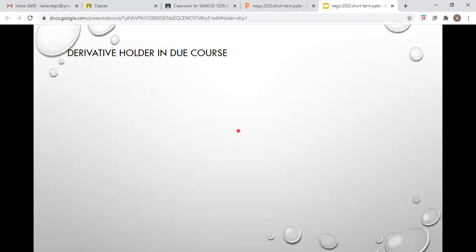Going on further, ito na yung panghuli, derivative holder in due course. Well, you cannot find the term derivative holder in due course. Wala yan. I just coined this term, derivative holder. Why did I make use of the term derivative holder in due course? Because in this case, this person that I am referring to is really a person who is a holder not in due course. Okay? He is a holder not in due course. But since he derives his title, who obtains his title from a holder in due course, then he will be exercising the same rights as if he's a holder in due course.